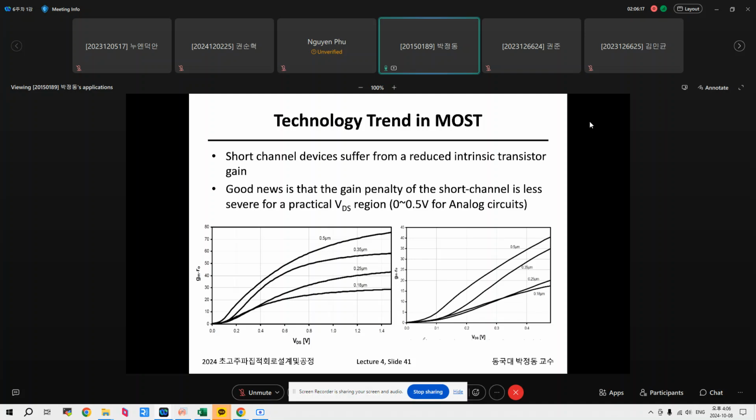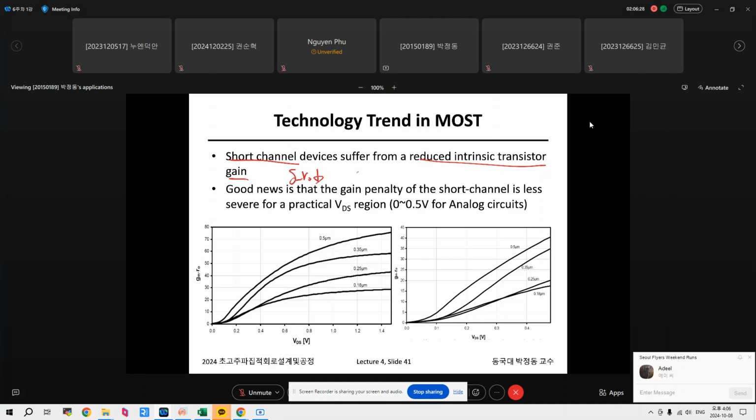So let's take a look at the technology trend in MOSFET. The short channel device suffers from reduced intrinsic transistor gain. gm times ro is reduced. Okay. Why? Because ro is proportional to 1 over L.